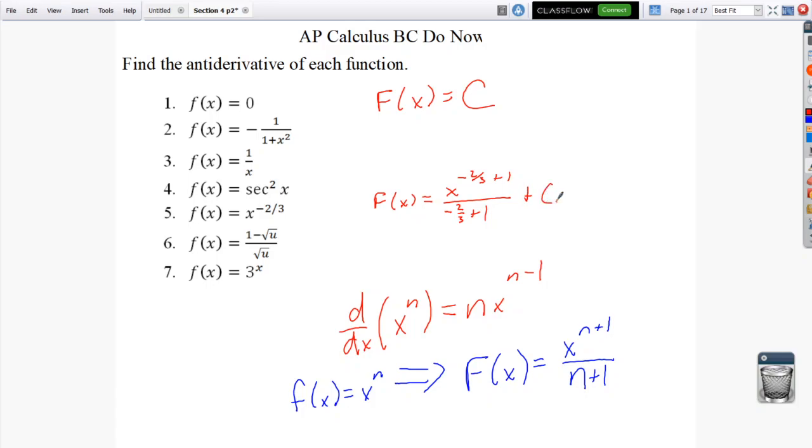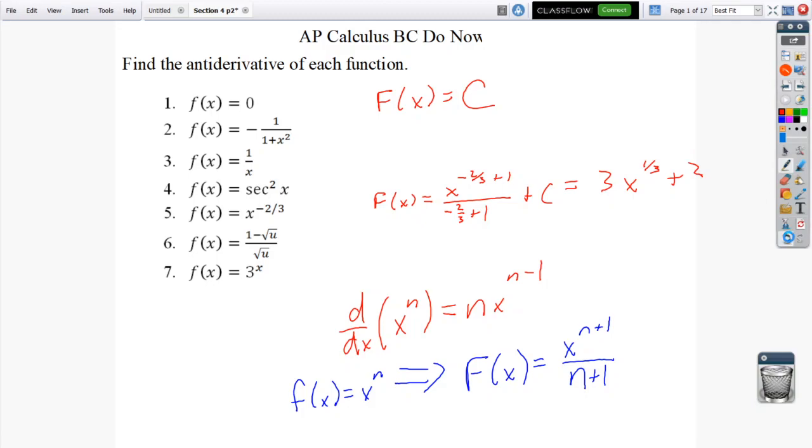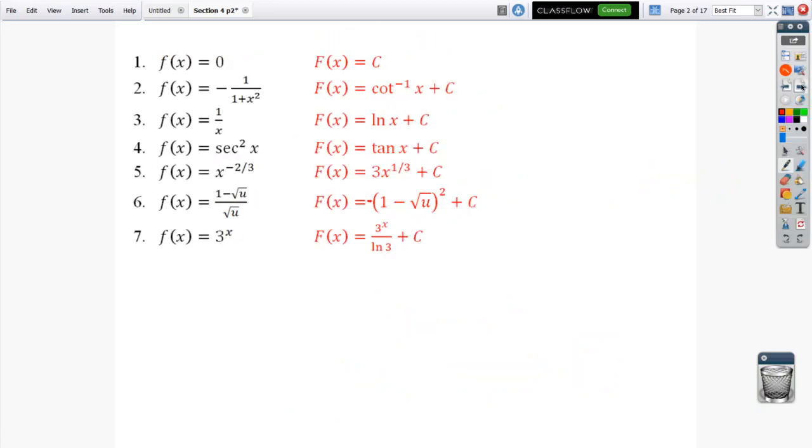Looking at that, I look at what negative 2/3 plus 1 is. That's positive 1/3. So I have x to the 1/3 divided by 1/3, which is the same thing as multiplied by 3. I mean, not just 3. So maybe pause this, come back to it. I will point out that 6 is probably the hardest one up here. I don't feel like explaining that right now because it's something called u substitution.